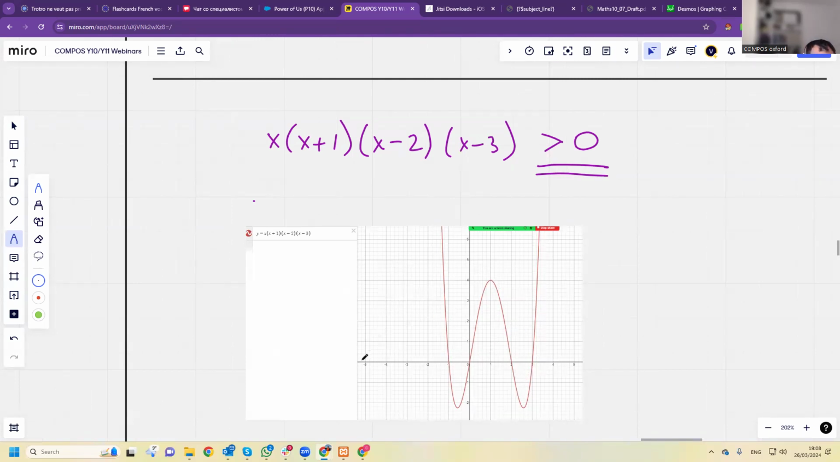So it's positive here, and that is x is less than -1. It is positive here, between 0 and 2. And it's positive here, x is greater than 3. All right, all three of you, how well do you understand it on a scale of 0 to 10?